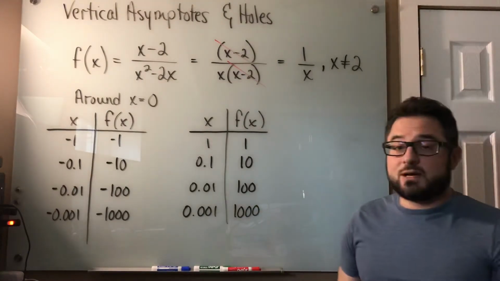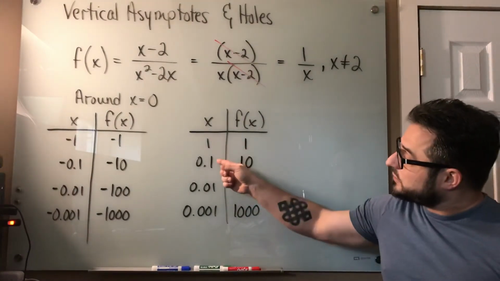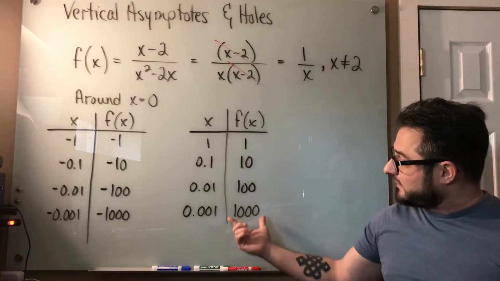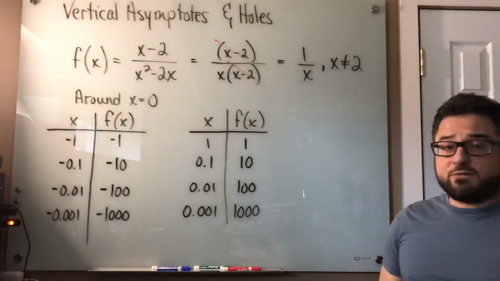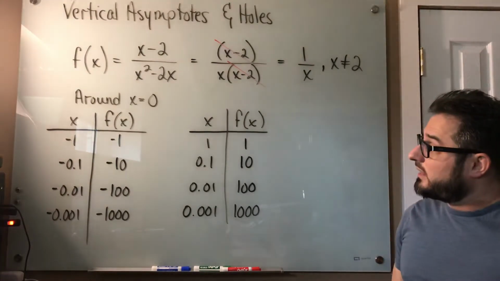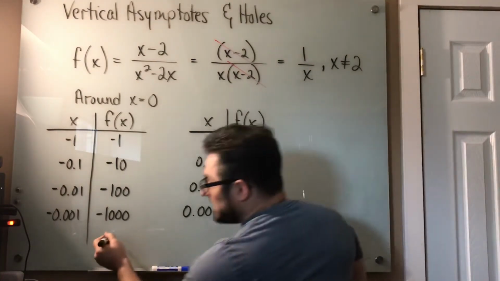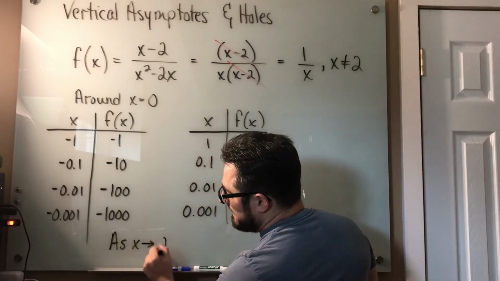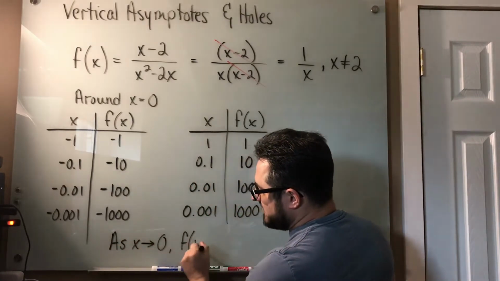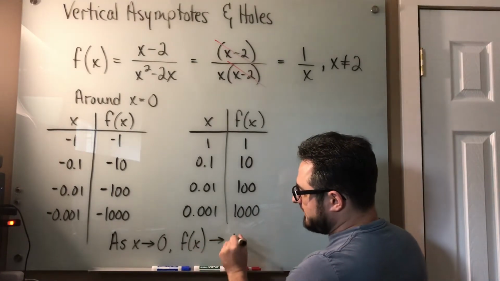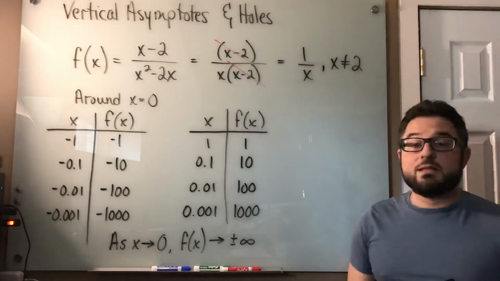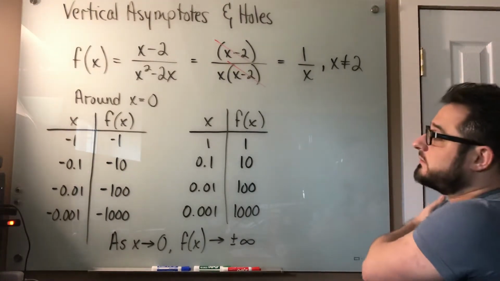So we see the same kind of behavior where the closer we get this to 0, the bigger this is getting. And that fits the definition of an asymptote, that as x approaches 0, f of x approaches either positive or negative infinity. And that is the very definition of an asymptote.